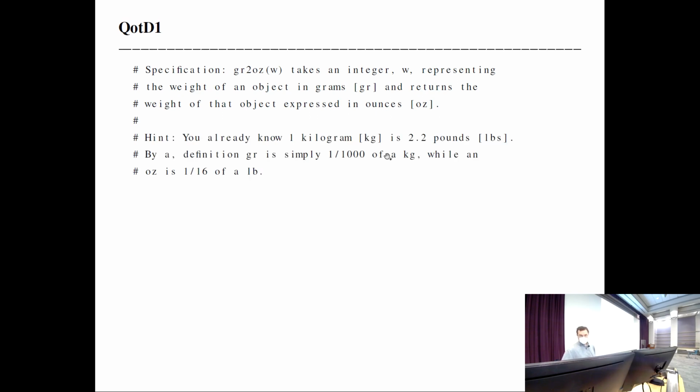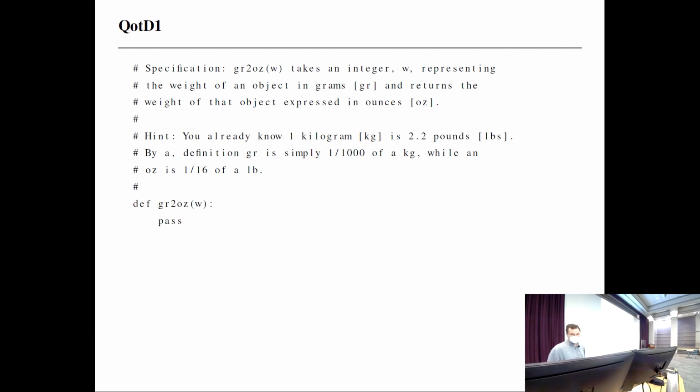So what does that look like? Well, you should already know that a kilogram is 2.2 pounds, rough estimate. By definition, a gram is simply 1/1000th of a kilogram, and an ounce is 1/16th of a pound. So I'm going to take grams, convert to kilograms, convert that to pounds, and multiply it by 16.